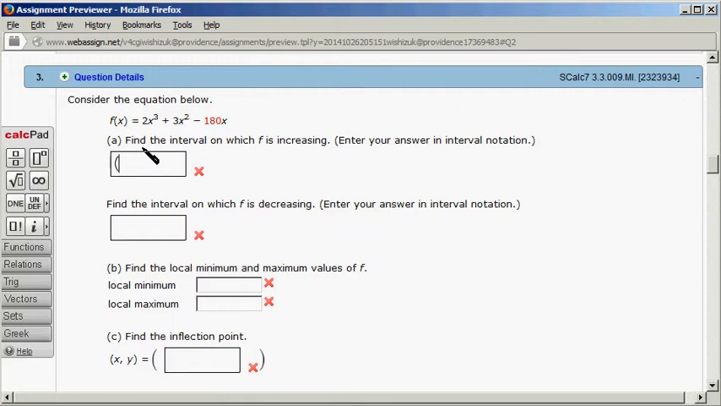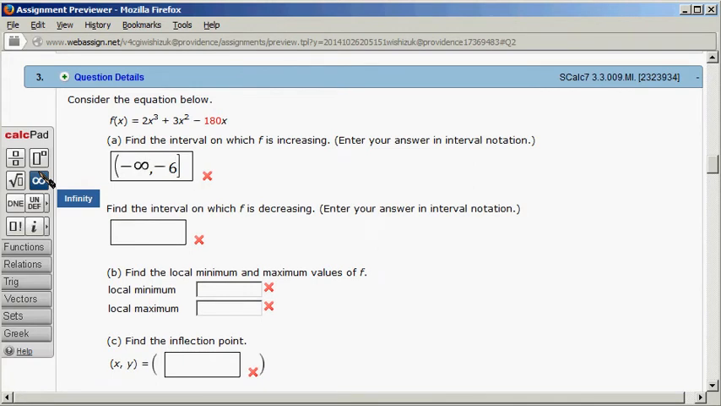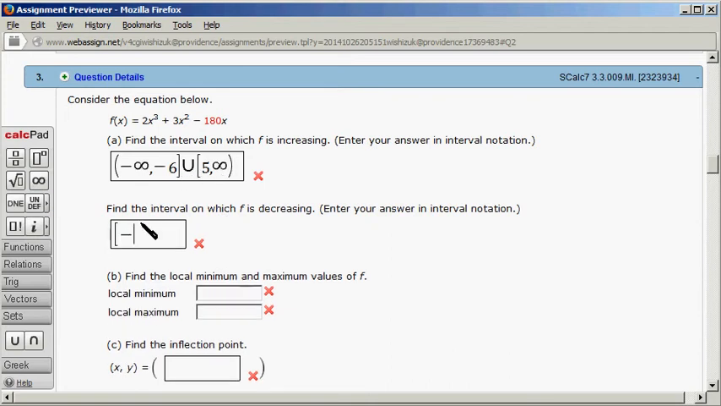Negative infinity to negative 6, and then you have the union and 5 to positive infinity. I just put the infinity there. So that's where it's increasing, and the decreasing is between negative 6 and 5. So I'm going to go ahead and do that. So it's negative 6 and 5.